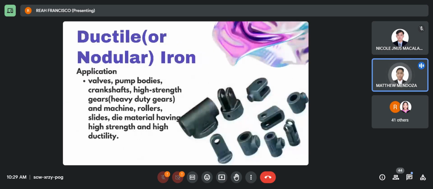So the application of ductile or nodular iron is on valves, pump bodies, crankshafts, high strength gears or heavy duty gears and machine, rollers, slides, dyeing material having high strength and high ductility.